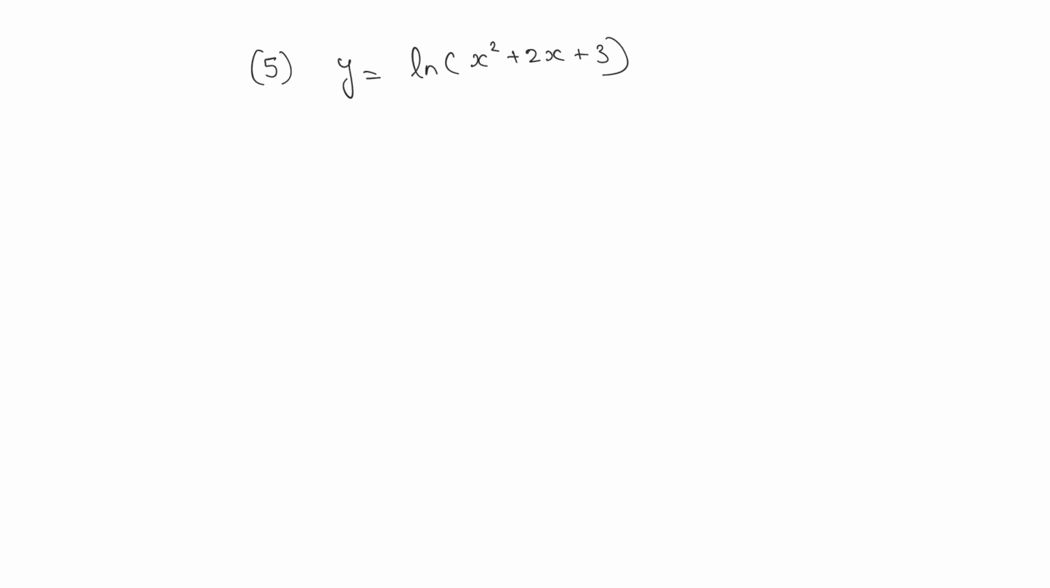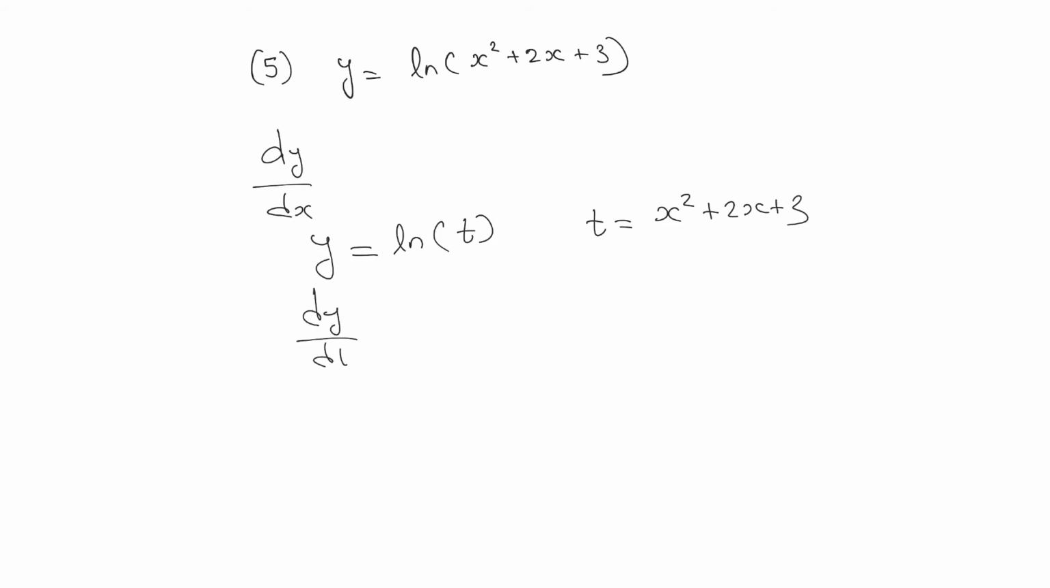We'll take one more example, that is y is equal to ln of x square plus 2x plus 3, and our aim is to find out the value of dy by dx. So we can write y is equal to ln of our internal function, which is x square plus 2x plus 3. We'll take that internal function equal to t, which is x square plus 2x plus 3. Now we'll find out the value of dy by dt. Differentiation of ln of x, or ln t, is nothing but 1 by t. And differentiation of t with respect to x, dt by dx, is equal to 2x plus 2.